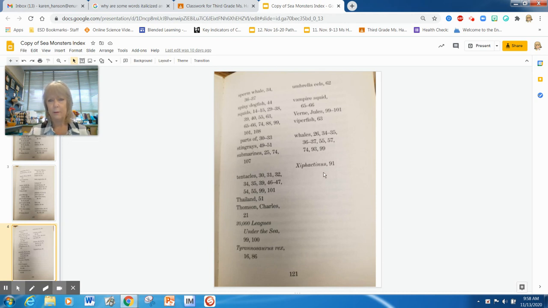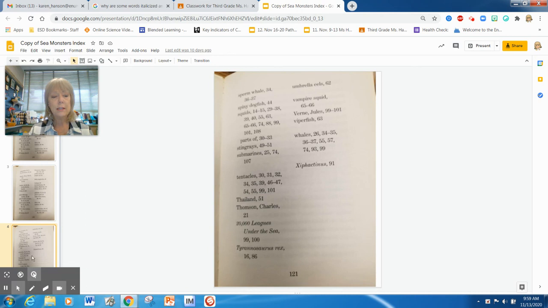Over here, here we have Xiphactinus. Is that right, how we spell it? Well, that's how you spell it. But how would I pronounce it? Well, I can find out by going to page 91. And I can also answer the question of what a Xiphactinus is. Oh, goodness. I think I need to go back and check that again so I can make sure.